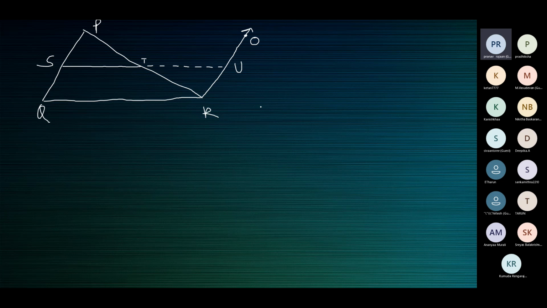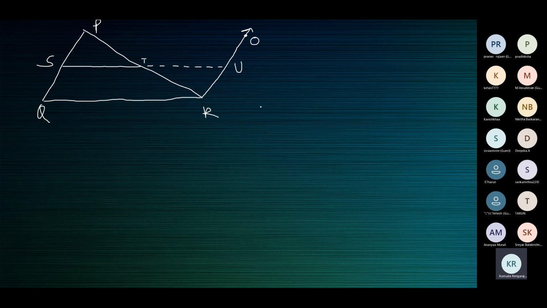Ma'am, QS and UR. QS is parallel to RU by construction.